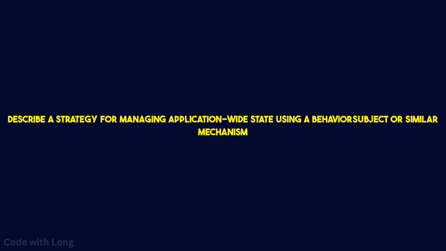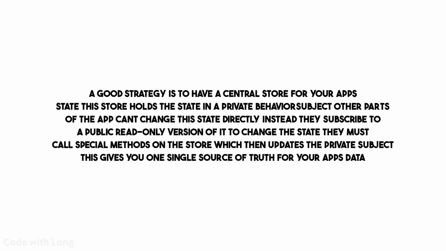Describe a strategy for managing application-wide state using a behavior subject or similar mechanism. A good strategy is to have a central store for your app state. This store holds the state in a private behavior subject. Other parts of the app can't change this state directly. Instead, they subscribe to a public, read-only version of it. To change the state, they must call special methods on the store, which then updates the private subject. This gives you one single source of truth for your app's data.